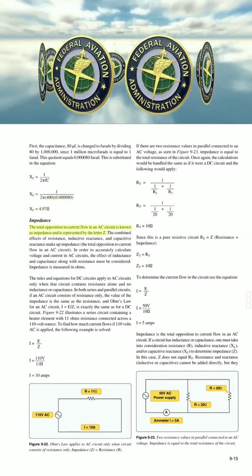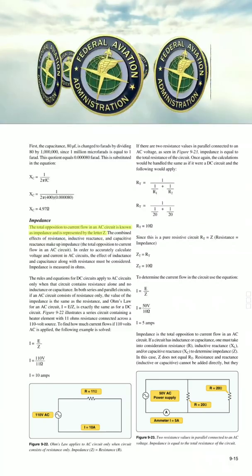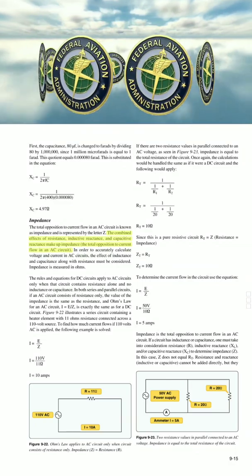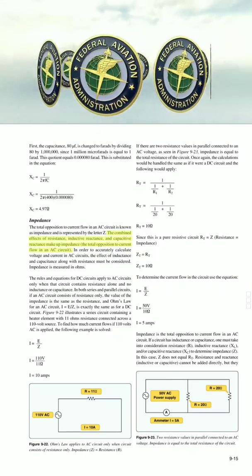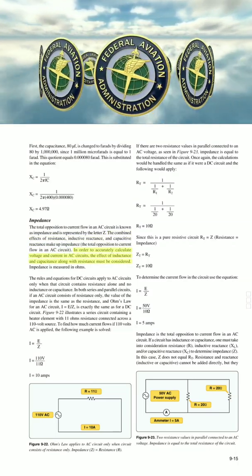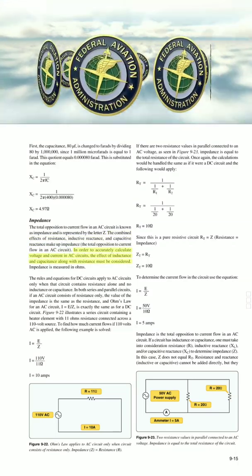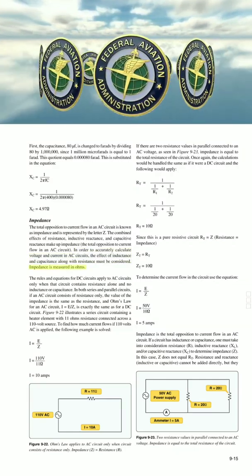Impedance. The total opposition to current flow in an AC circuit is known as impedance, and is represented by the letter Z. The combined effects of resistance, inductive reactance, and capacitive reactance make up impedance, the total opposition to current flow in an AC circuit. In order to accurately calculate voltage and current in AC circuits, the effect of inductance and capacitance along with resistance must be considered. Impedance is measured in ohms.